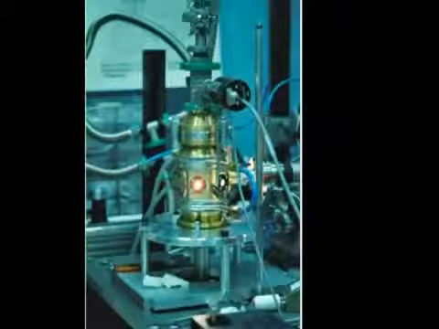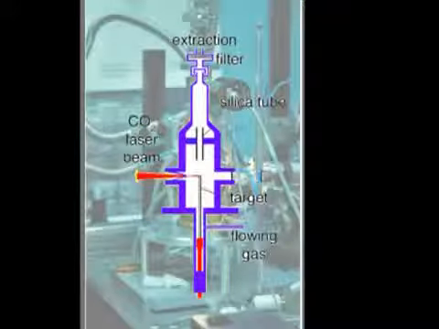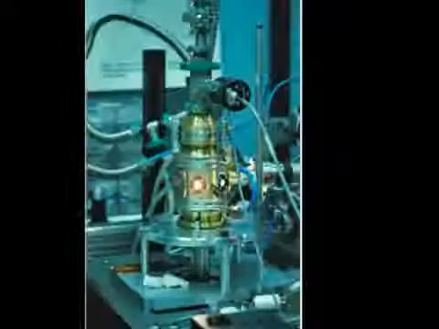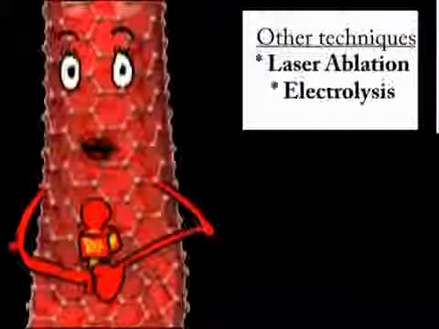In this technique, a laser is used to vaporize the carbon atoms from a graphite target. Laser ablation normally produces single-walled nanotubes. Another less common technique is electrolysis.